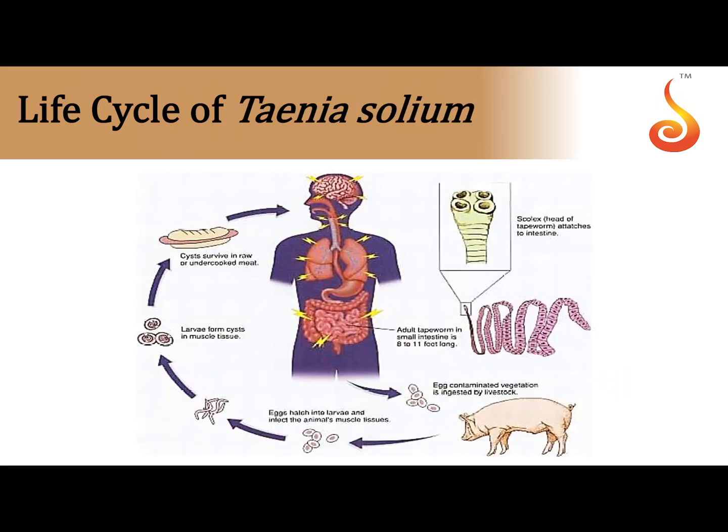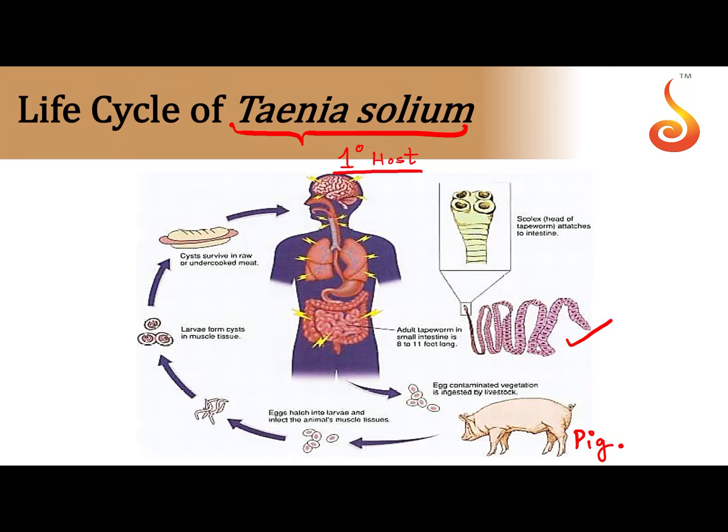In the next slide, we will be learning about the life cycle of the pork tapeworm. The scientific name of pork tapeworm is Taenia solium. It is called the pork tapeworm because the intermediate host in case of this tapeworm is the pig. Here we call the human being the primary host because the adult tapeworm is sitting inside the small intestine of the human body.